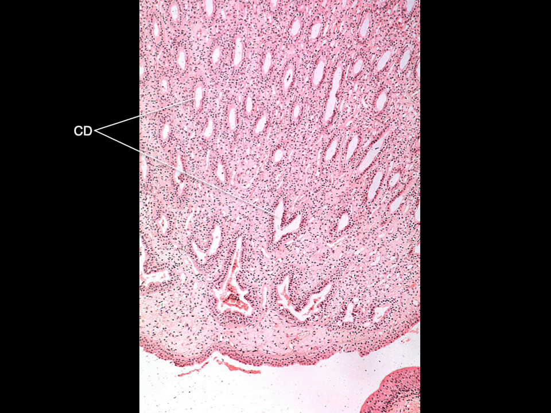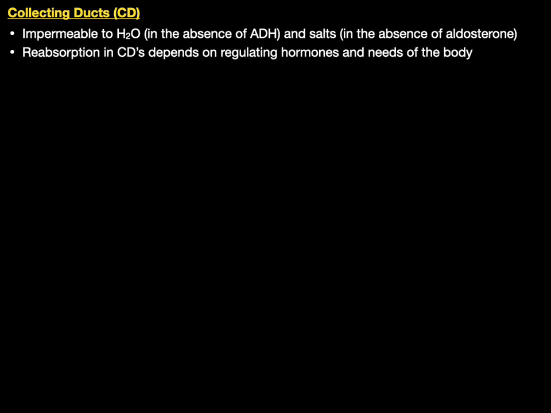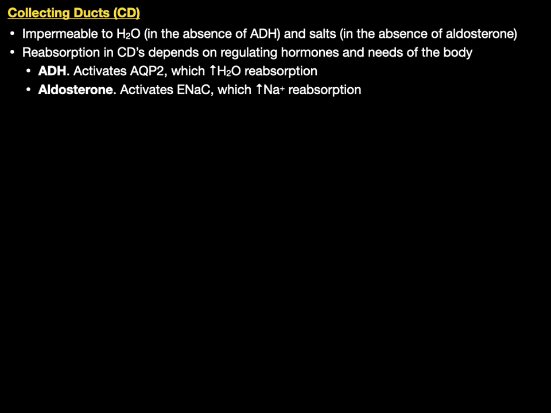And in this H&E stain, you can see some collecting ducts. Probably at that point, they'd be considered papillary ducts, where a bunch of collecting ducts come together and they dump into the renal calyx. There's the bottom of a renal pyramid. Now, collecting ducts are impermeable to water in the absence of ADH, and collecting ducts are impermeable to salts in the absence of aldosterone. So reabsorption in collecting ducts depends on regulating hormones as well as the needs of the body. ADH will activate aquaporin 2, which is going to increase water reabsorption. Aldosterone will activate ENaC, which increases sodium reabsorption.